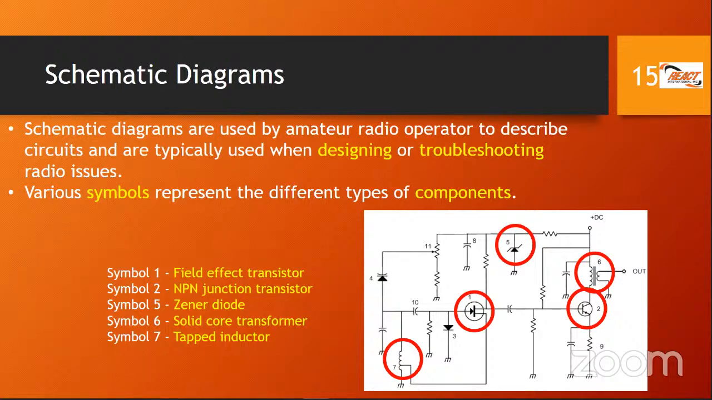So for instance, on this diagram, and these are actual questions in the question pool, they will ask you, what does symbol 1 represent? So let's look at symbol 1. Notice there's a 1 next to the component in the circuit diagram. When you see a number next to it, the closest component is the component they're talking about. So what type of component is number 1, highlighted? It's a FET, or field effect transistor.